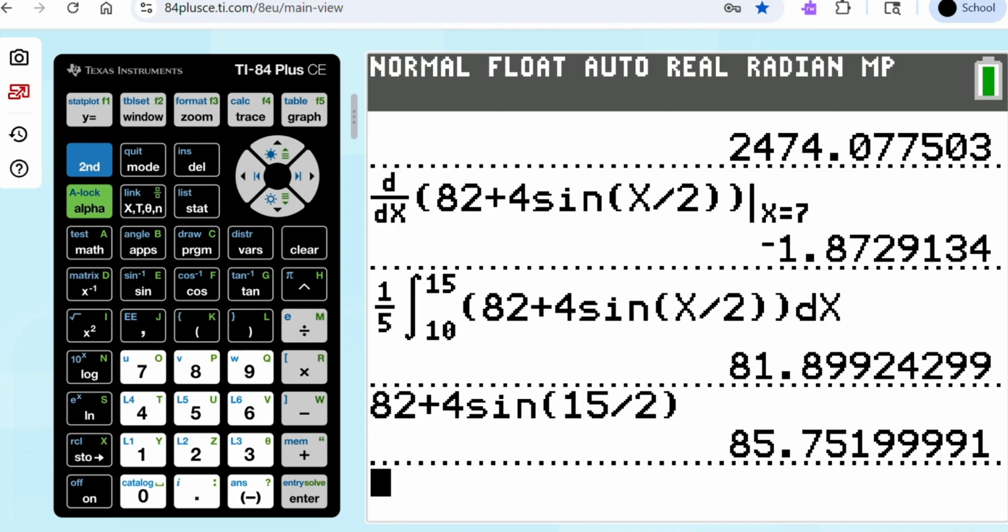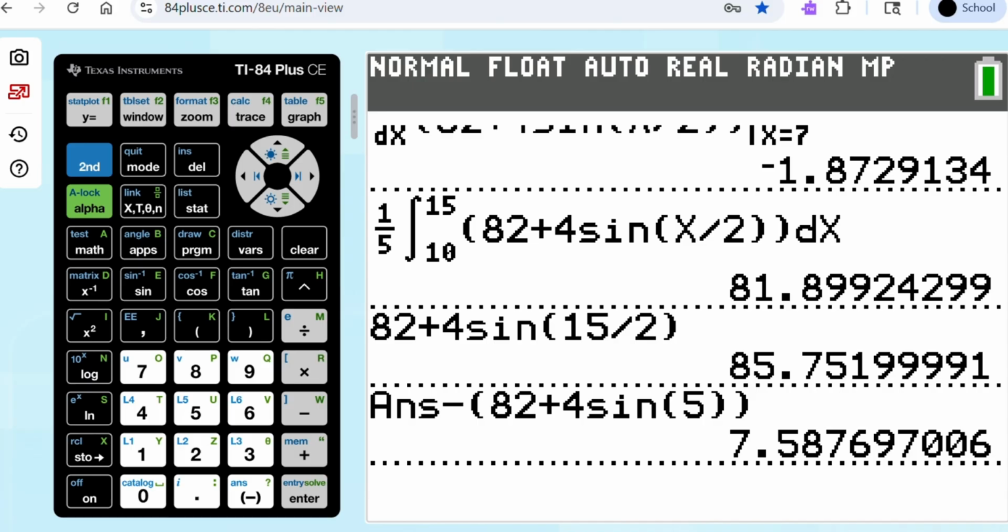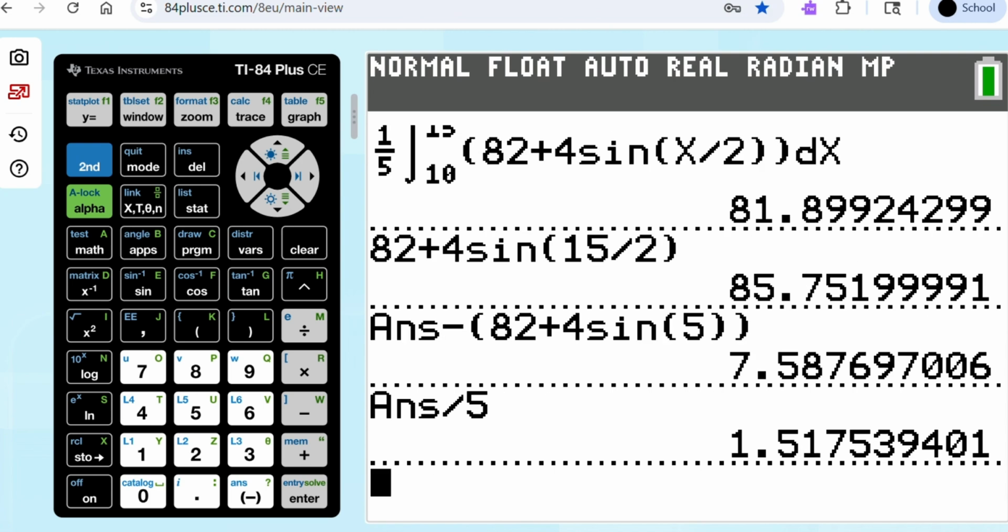We want to subtract from that f of 10, which is, again, 82 plus 4 times the sine of 10 over 2, which is just 5, which gives us 7.587697006. And then, of course, we needed to divide that by the 15 minus 10, or divide it by 5, which gives us 1.518 when we round.